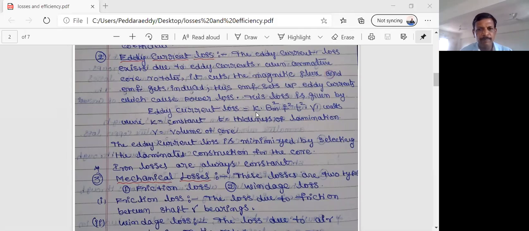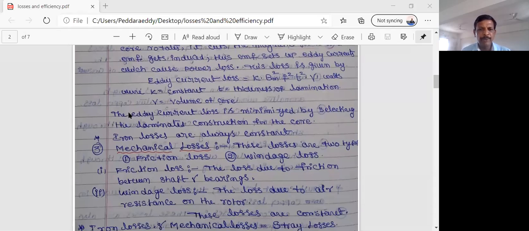Eddy current loss formula is equal to K into B maximum square, F square, T square, V watts. K is the constant, B maximum is the maximum flux density, F is the frequency, T is the thickness of lamination, and V is the volume of the core. The eddy current loss is minimized by selecting the laminated construction of the core.